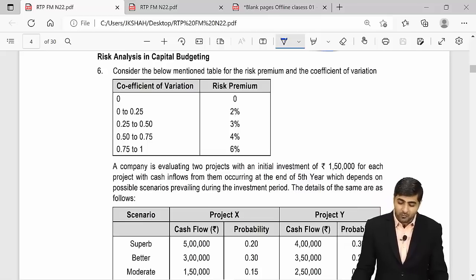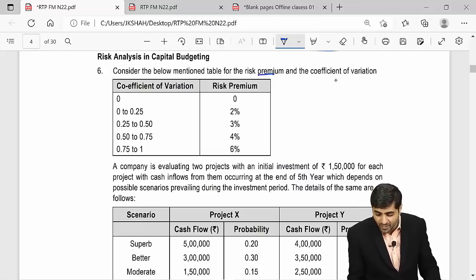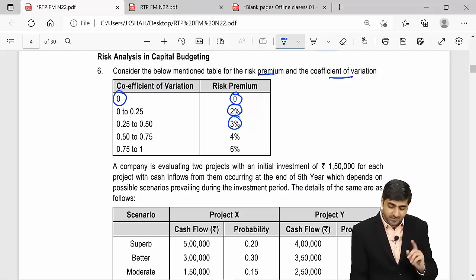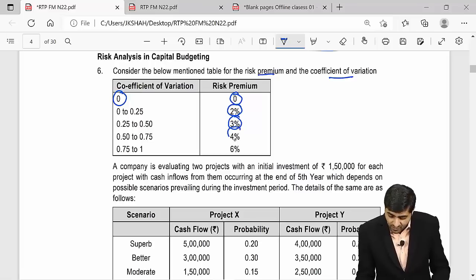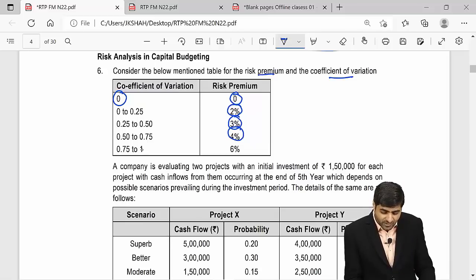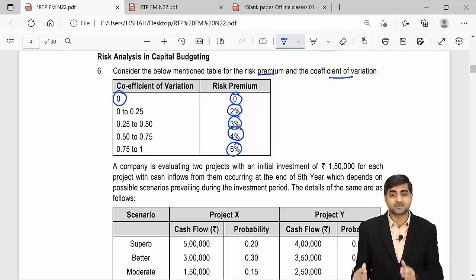Consider the below mentioned table for the risk premium and the coefficient of variation. If your coefficient of variation is 0, then the risk premium is 0. If the coefficient of variation is between 0 to 0.25, then the risk premium is 2%. Between 0.25 to 0.5, the risk premium is 3%. Between 0.5 to 0.75, your risk premium is 4%. And between 0.75 to 1, the risk premium is 6%.